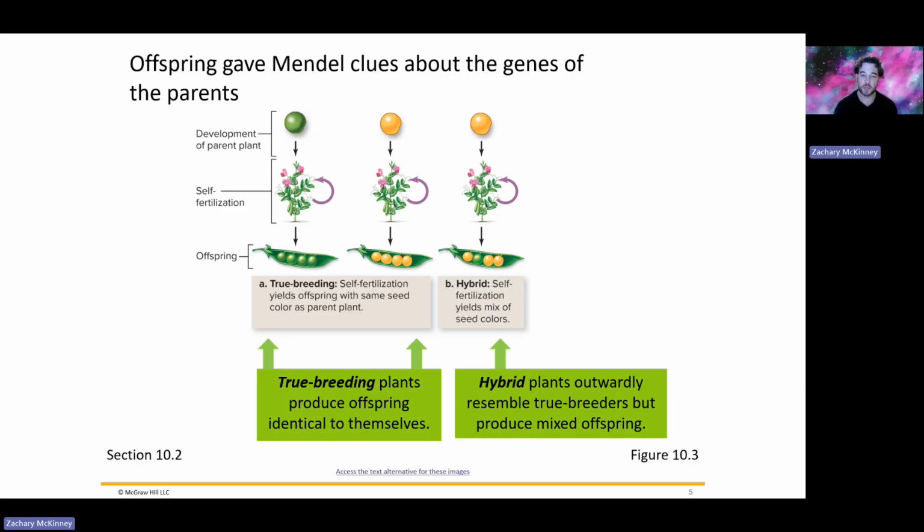Hybrid, you're going to get this mix where a lot of them are going to look like the parent, but then maybe some of them don't. And there's something in there. It's like, why is that? Why is it that this one green seed pops up when all these others are yellow and the parent was yellow? Where's that green coming from? We're going to look at that.